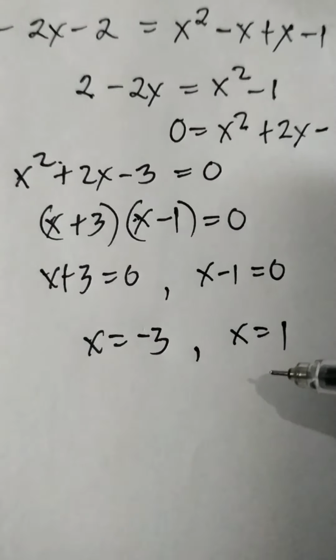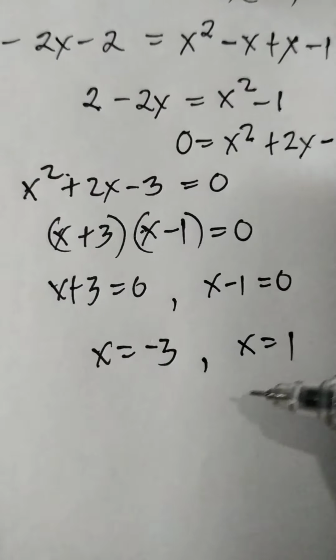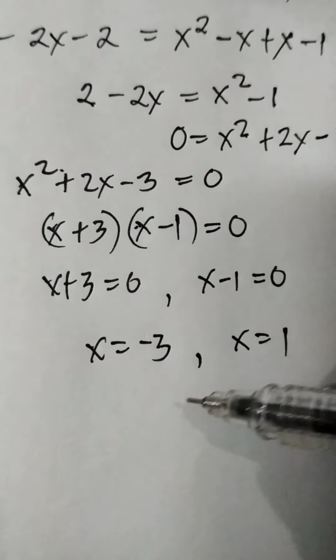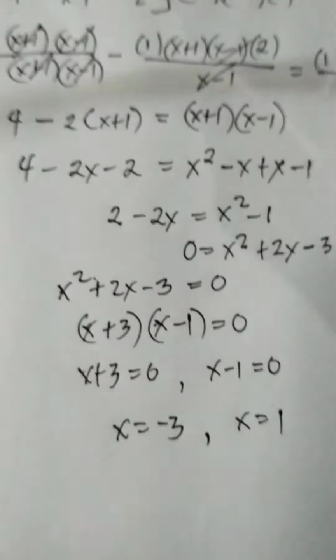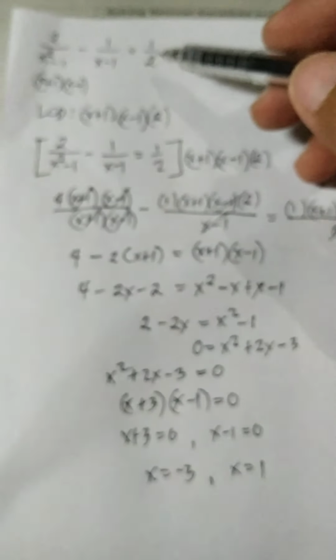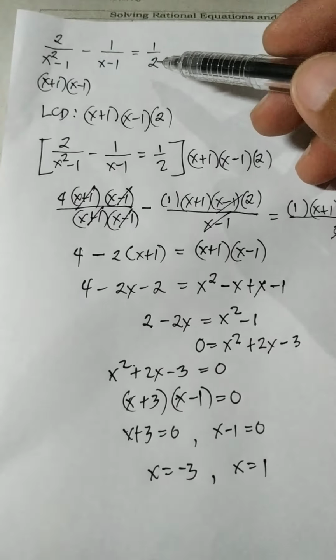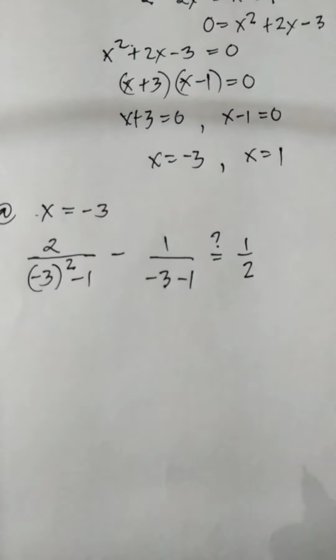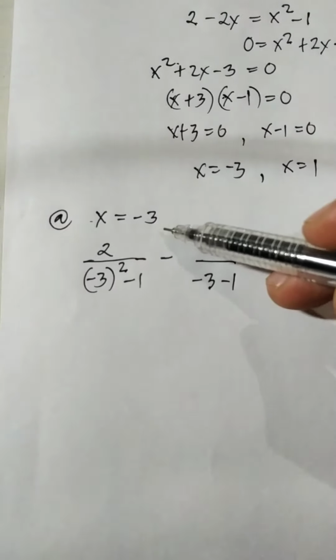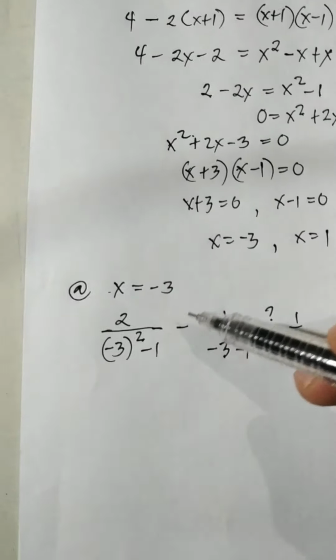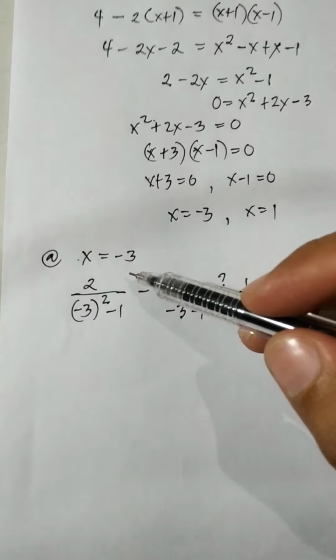But this is not our final answer. We have to check if both of them satisfy the equation in the original equation above. We start with negative 3. x equal to negative 3. Therefore, substitute negative 3 for x.